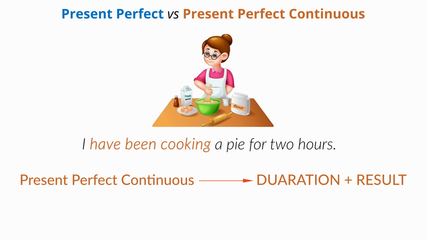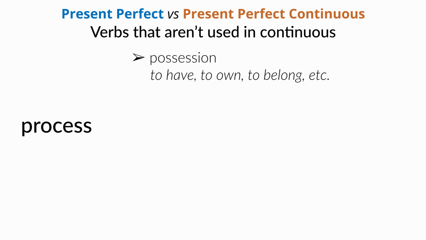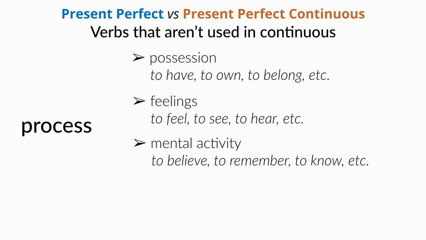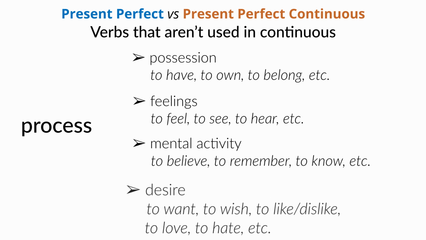Verbs that aren't used in continuous. Please note, some verbs are not used in continuous because they already express the process. These are verbs that express possession, for example, to have, to own, to belong, etc. Feelings: to feel, to see, to hear, etc. Mental activity: to believe, to remember, to know, etc. Desire: to want, to wish, to like, dislike, to love, to hate, etc.